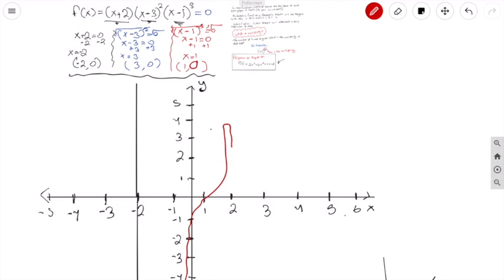And then I'm going to draw it again because it wasn't that precise. It will be like this and like this. Here's the cubic function shape.